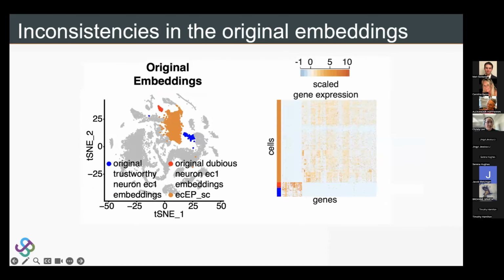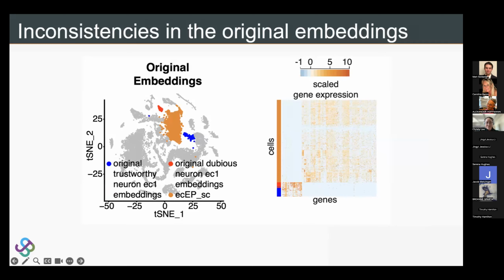We took a look at some of the dubious embeddings. So here specifically is the neuron EC1 cell type. In the original embeddings, the neuron EC1 cell type appears in two clusters, one that was marked dubious by scDEED and one that was marked trustworthy. But actually, if we look at the gene expression of the two clusters, we find that their gene expression is quite similar. And also, the authors did annotate it as a single cell type. So the fact that this cell type has been split into two is a little bit misleading.